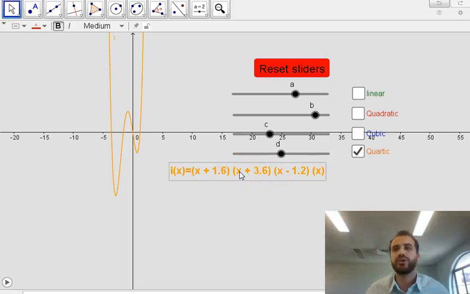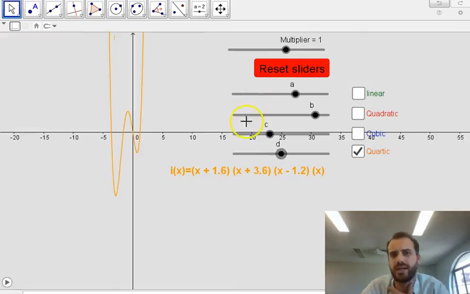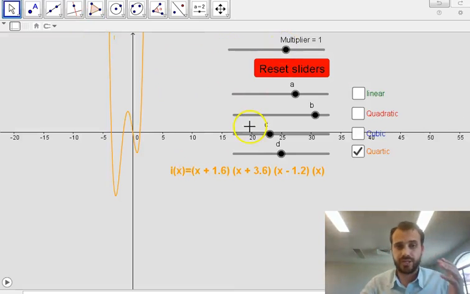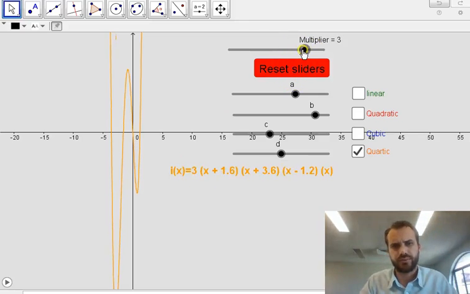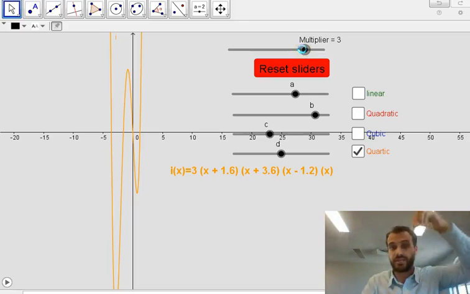Now, of course, what if I took the whole function and multiplied it by something? Let's try that out. So I've just added a new little piece of the puzzle, a multiplier. But really it's an a value out the front of this thing. So you can see I've got my a value here. It's a value of 1.5. If I increase my a value, we can expect to stretch this function upwards. Or I should say stretch it away from the x-axis.